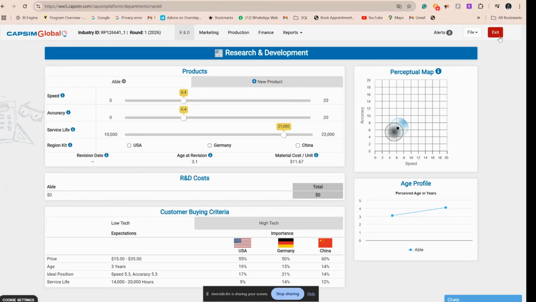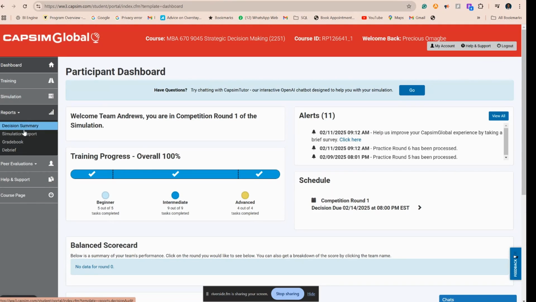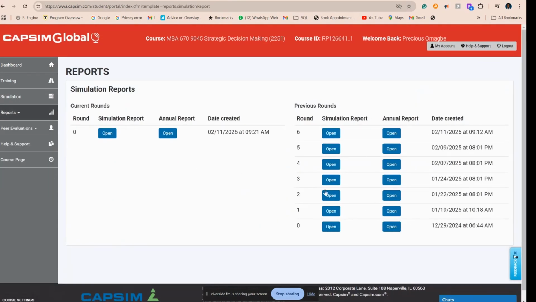So I'm going to exit. I'm going to go to the report, and I'm going to go to simulation report. On the right hand side of my screen is the report of all the practice rounds that we had. And now on the left hand side is where I have the actual simulation that will be scored by my professor. And so I'm going to open round 1.